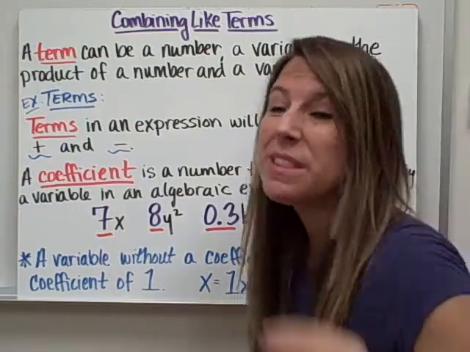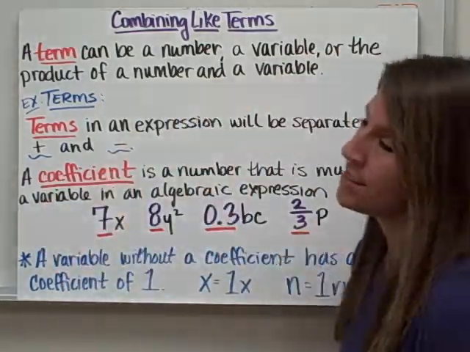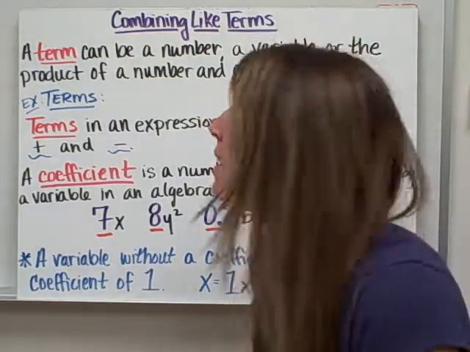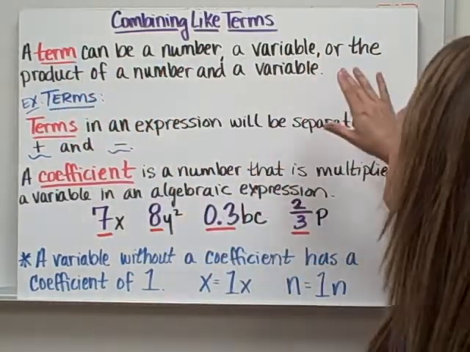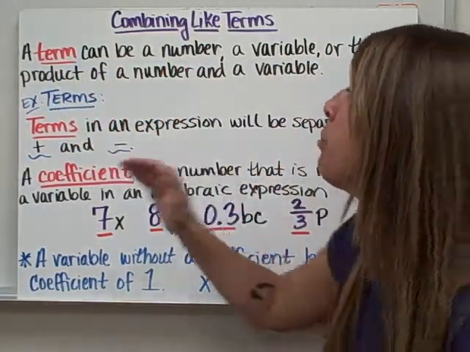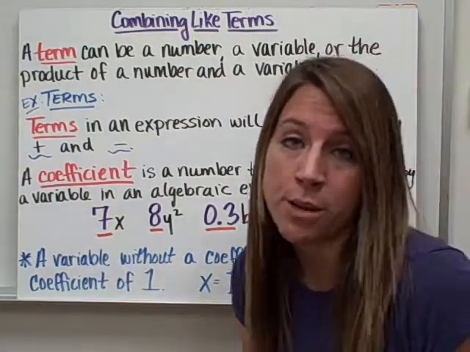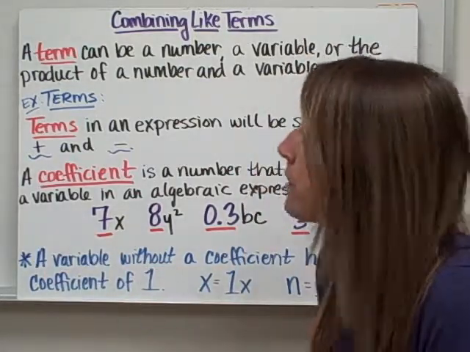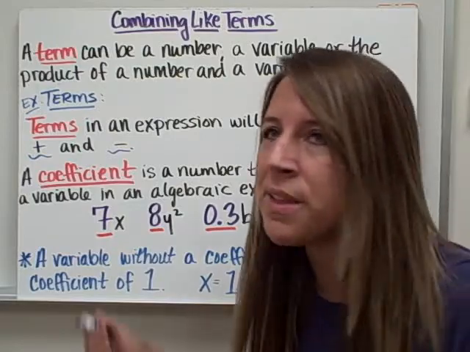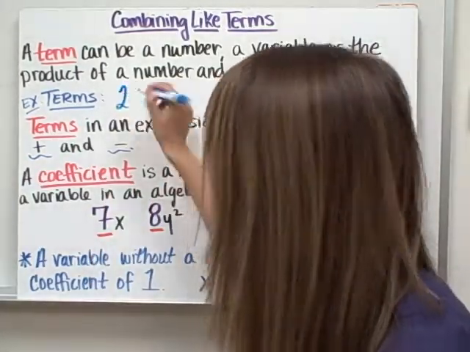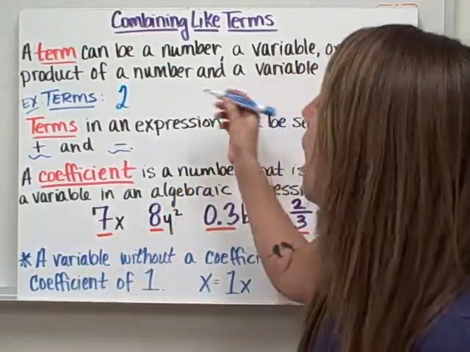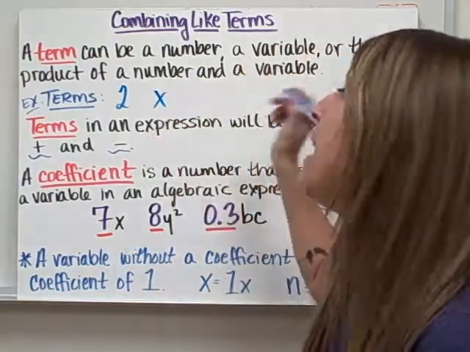So now we're going to be working with combining like terms. So what is a term exactly? Well, a term can be a number, a variable, or the product of a number and a variable. So just to give you a few examples, a term could be something like 2. 2 is a term. You could have x, any variable.